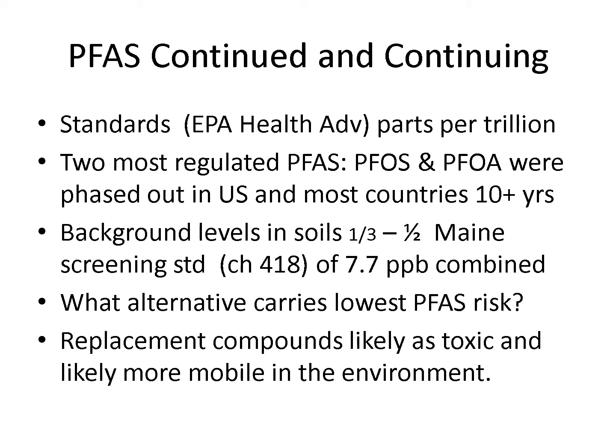And these standards do not allow you to apply Class B biosolids on farmland if you are above that 7.7 part per billion standard. The standard of 7.7 combined ppb for PFOS and PFOA also applies to compost. And most composts in the state of Maine have just by a bit exceeded that level.